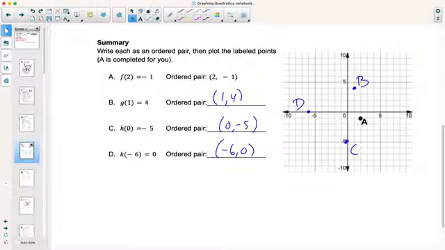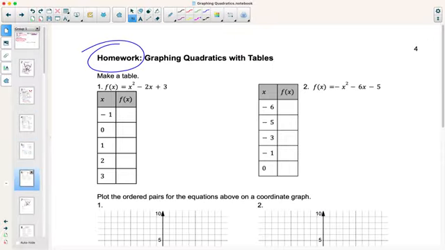All right. So that was your notes. The next page, this is your homework. This page 4 is your homework. Do it, okay? In addition to that, there's going to be something on Schoology to do.